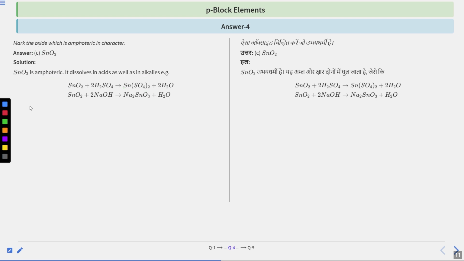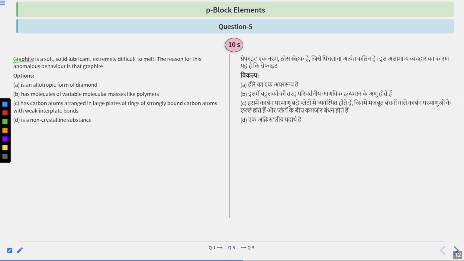Okay, let's move to the next question. Question number 5. Graphite is a soft, solid lubricant, extremely difficult to melt. The reason for this anomalous behavior is that graphite. So you have to select the correct reason for the behavior of graphite from the options. Okay, options are: is an allotropic form of diamond, or you can say graphite is an allotropic form of diamond. Graphite has molecules of variable molecular masses like polymers. Graphite has carbon atoms arranged in large plates of rings of strongly bound carbon atoms with weak interplate bonds. Or graphite is a non-crystalline substance. You have 10 seconds to solve this question. After that, we will see the answer.